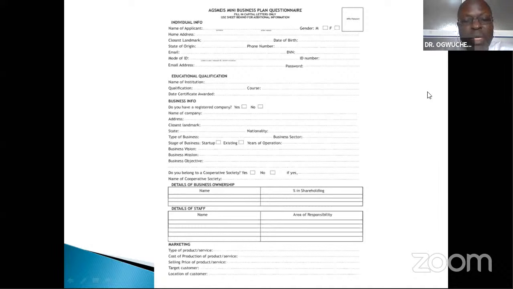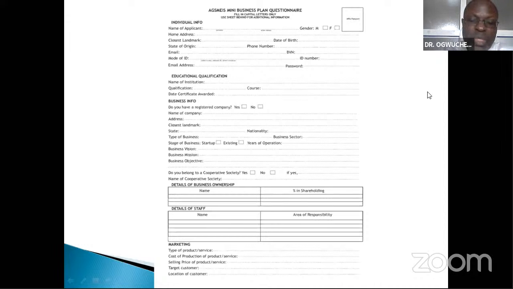If yes, then name the cooperative society. It's important that you have an idea about that. Okay? Then details of business ownership. Business ownership could be one of two things. Tomorrow we'll be looking at business law, and I'm sure we'll be discussing more about business ownership tomorrow.